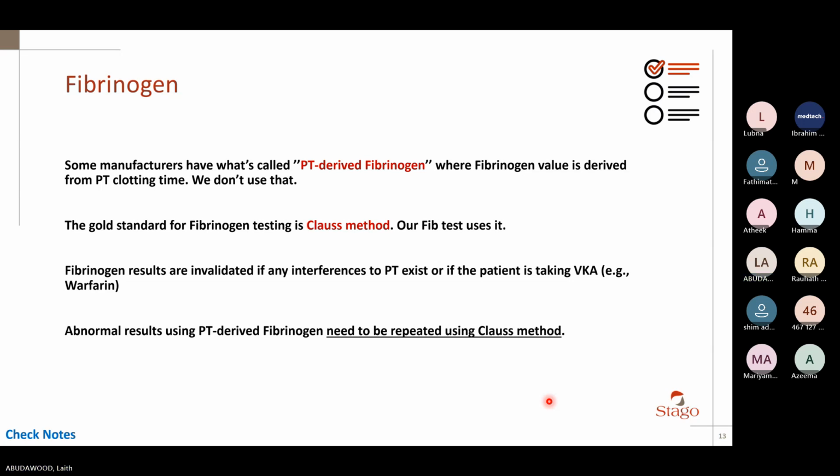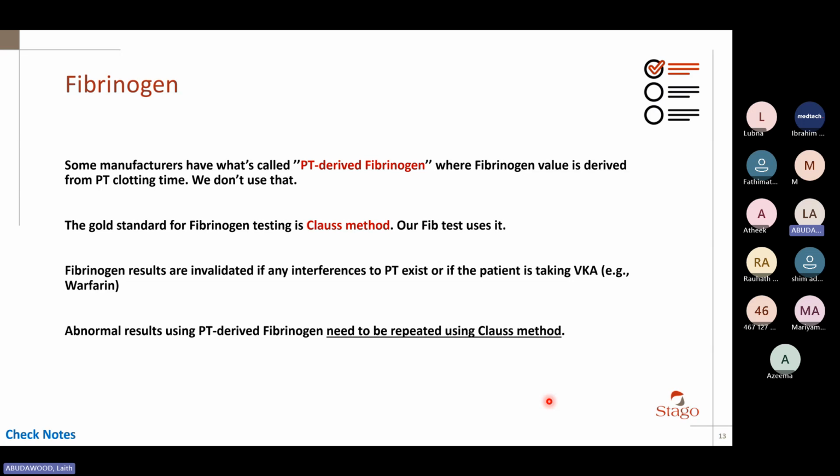Fibrinogen is given by some manufacturers as a result that comes with the PT test. We call that PT-derived fibrinogen because, if you remember when I mentioned fibrinogen earlier, I told you fibrinogen usually works like this: I dilute my sample, 1 to 10 or 1 to 20, again, depends on the manufacturer. Then I add thrombin on top of it.